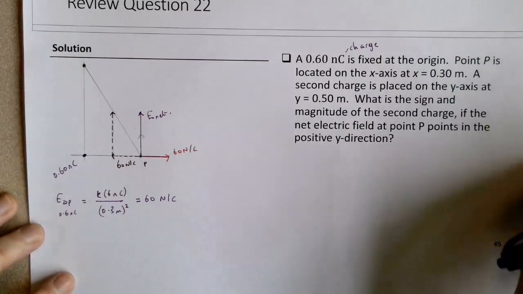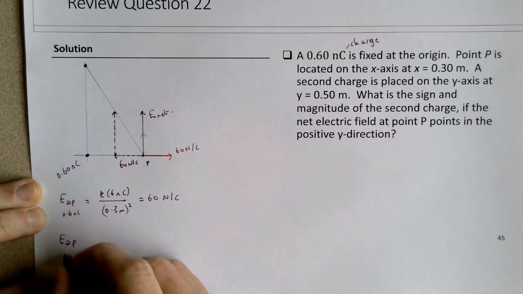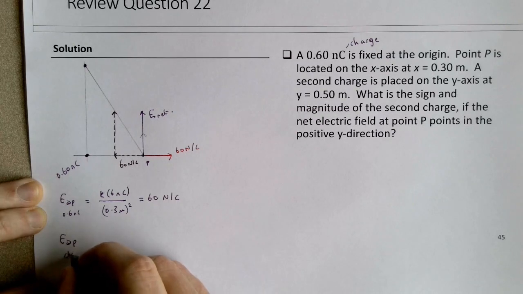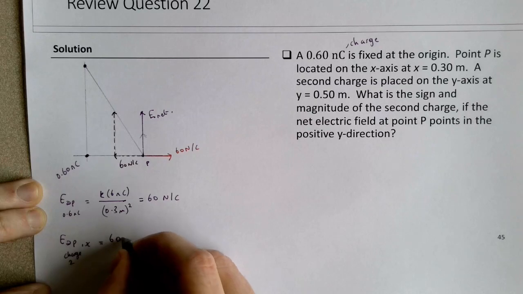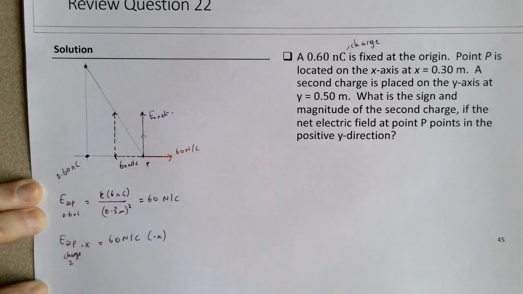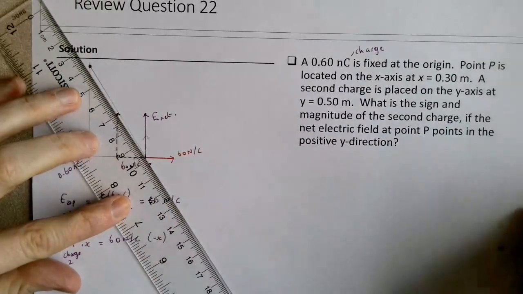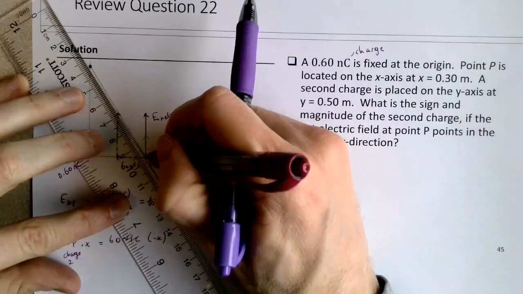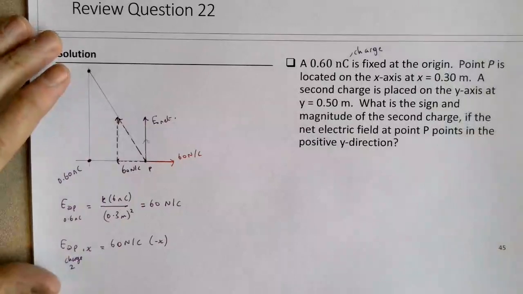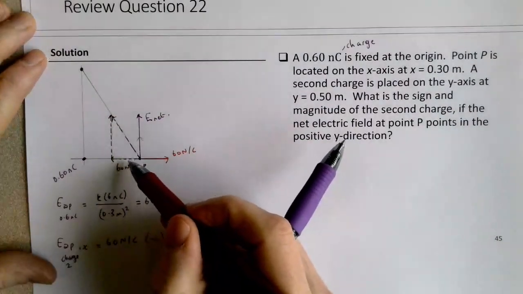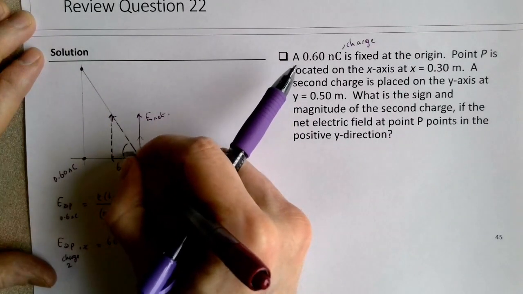Okay, so we know that the E at P due to, let's say, charge 2, its x component is equal to 60 newtons per coulomb in the negative x direction. So what I really want to do is find out the magnitude of this hypotenuse, because that's going to be linked to the size of the charge. So what I need to do is figure out what this angle is, because if I figure out the angle in here, I can then figure out the length of that hypotenuse, and that will lead us to the correct answer. So what is the angle here?